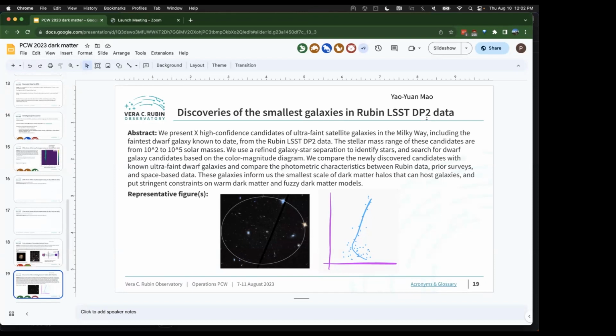Supposedly we will have photometry good enough for tracing the red-giant branch of this group of galaxies. And then we can say a little bit about how that might already be constrained on warm dark matter and fuzzy dark matter, based on the assumed galaxy-halo mass relation.